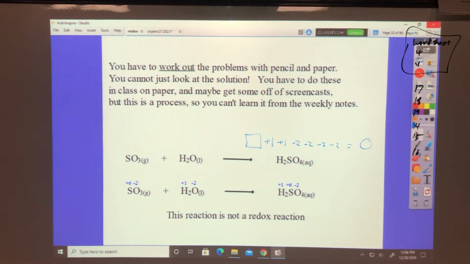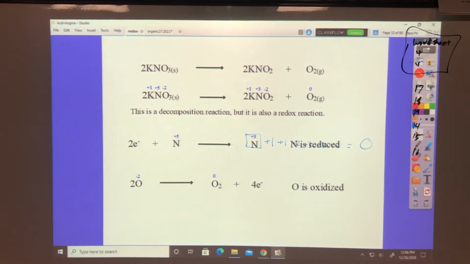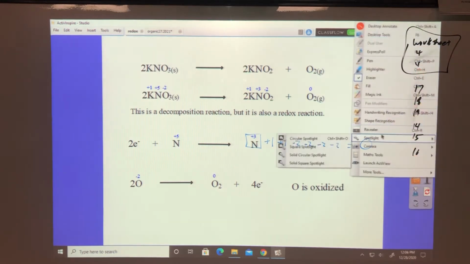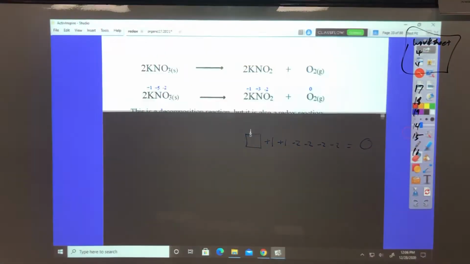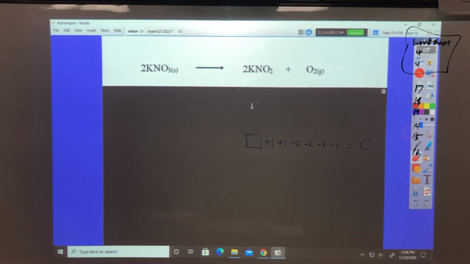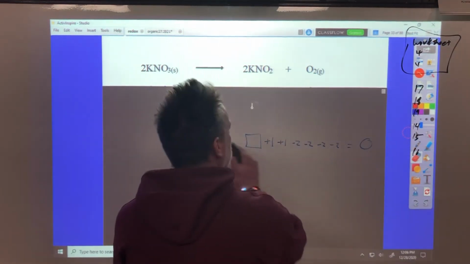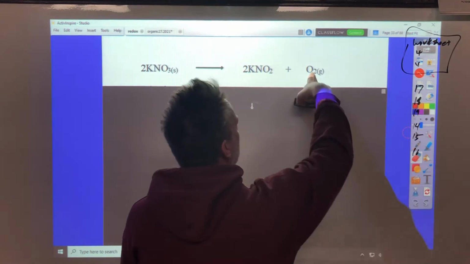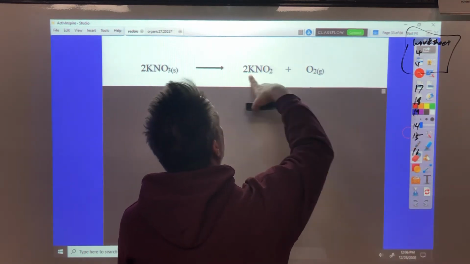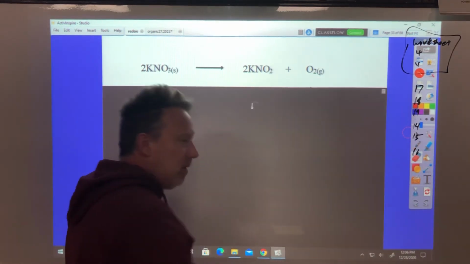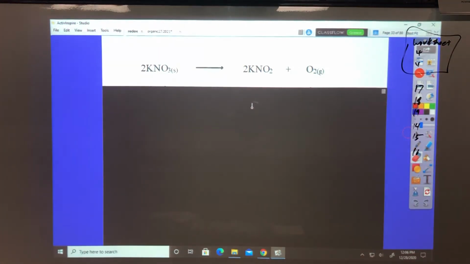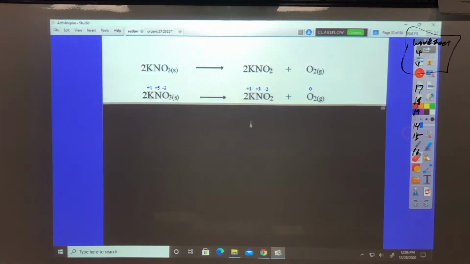It's just standard old, balance it the way you know how. This one, this decomposition reaction, is redox. If you take potassium nitrate and heat it up, you get oxygen out, potassium nitrite. This is redox. It's a decomposition reaction, but it's also redox.